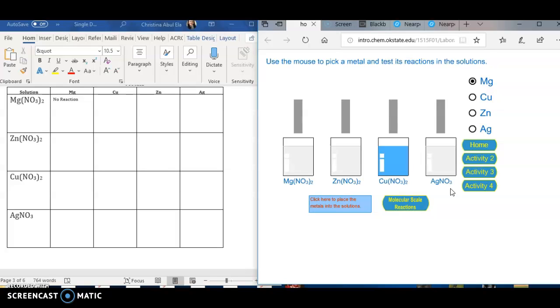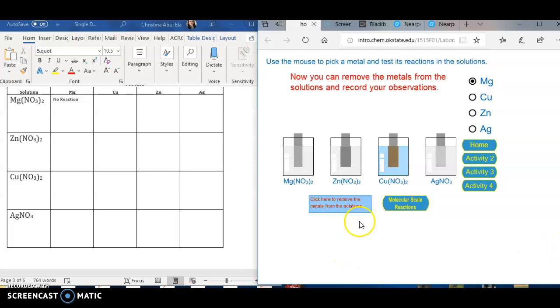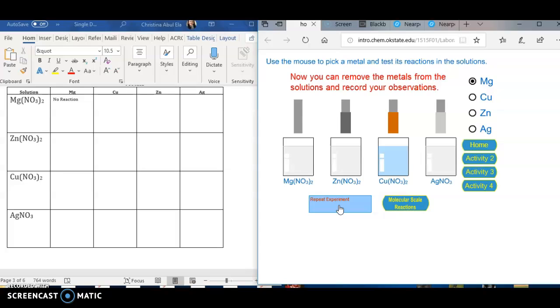They're single replacement reactions because I'm taking a single element, magnesium, and I'm adding it to a compound. Magnesium plus magnesium nitrate, magnesium plus zinc nitrate. So a single replacement reaction. So I'm going to go ahead and stick them in. It's going to tell you when it's time to take them out. It says, okay, I could take them out. And now let's take a look.